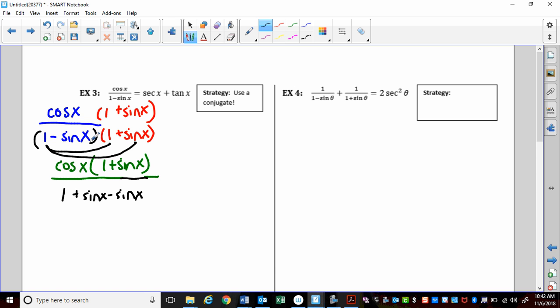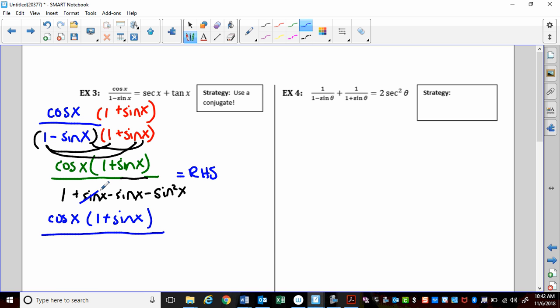And then my last two terms are negative sine of x times sine of x, which is sine squared x. And we're still trying to make it look like the right-hand side. All right, so this side, or the numerator, is still going to be cosine of x times 1 plus sine of x. The denominator, I can simplify these. Sine of x minus sine of x is 0, so we have 1 minus sine squared x.